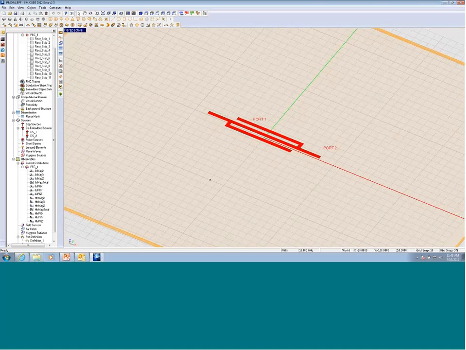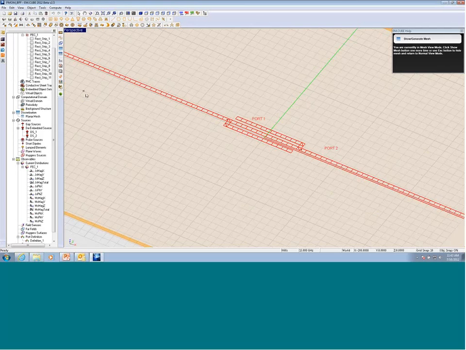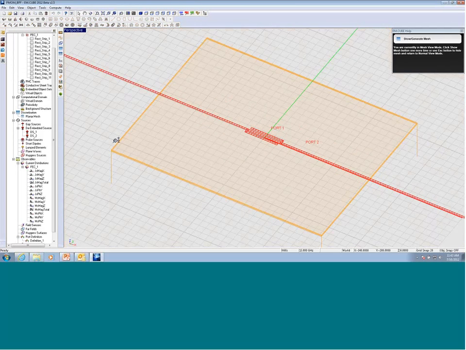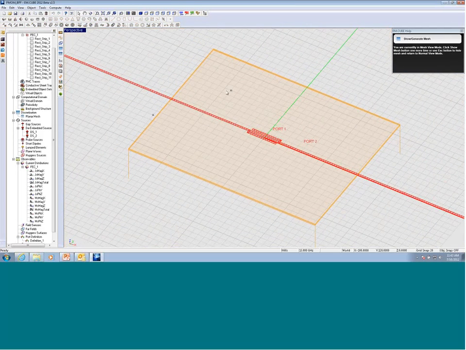But when we mesh this, as you can see here, the substrate is not meshed. Only the metal part, this part, is meshed. Therefore, the number of cells is much smaller compared to FEM, finite element, or FDTD. So you are dealing with a much smaller problem here. That's why method of moments is always computationally much more efficient compared to other differential-based techniques.